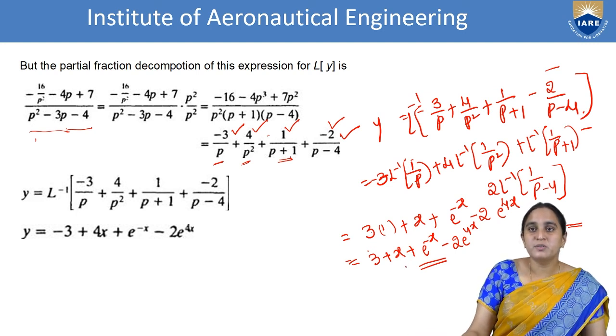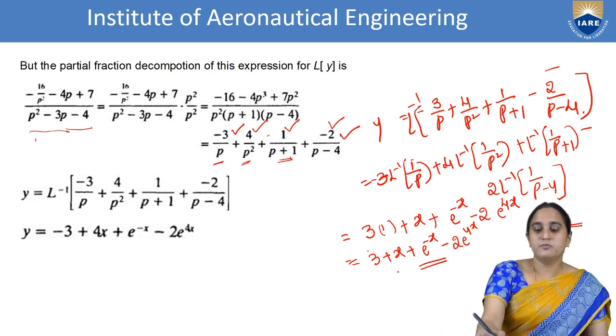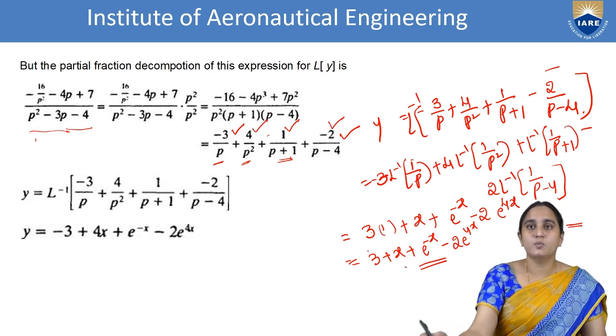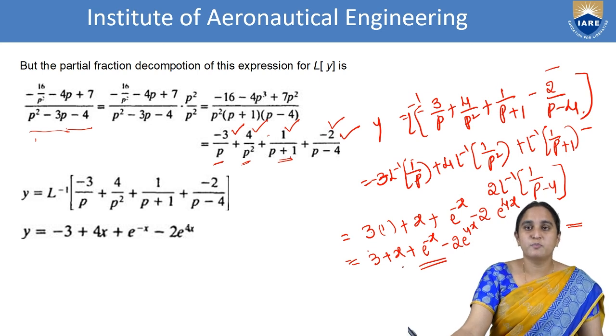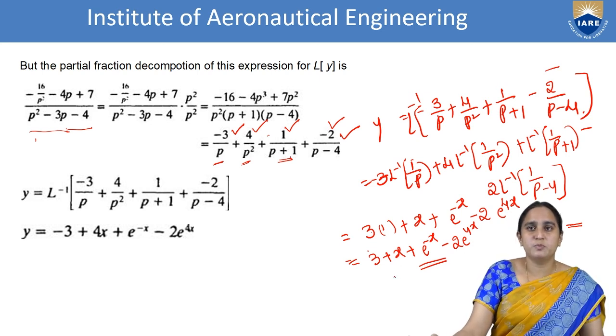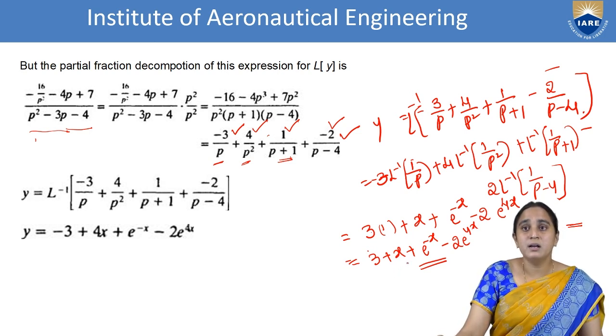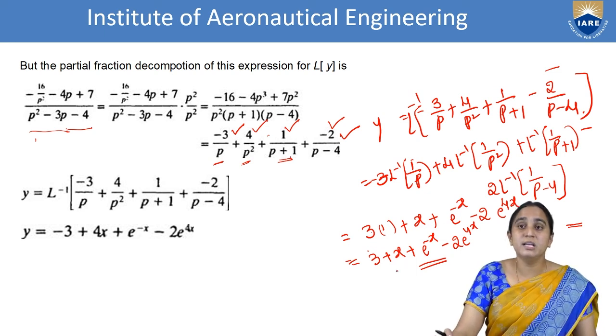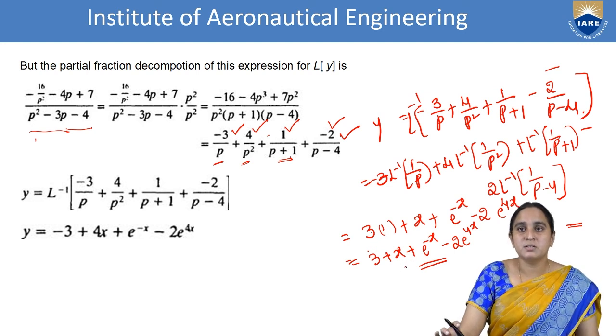From that linear equation, we get Laplace of y is equal to some equation form, that is Laplace of y is equal to minus 16 minus 4p cube plus 7p square by p square into p plus 1 into p minus 1, whatever it is. From that, first use the partial fractions form. When we are using partial fractions, if the numerator degree is less than the denominator degree, only in that case do we apply the partial fractions formulas for the Laplace transformation.